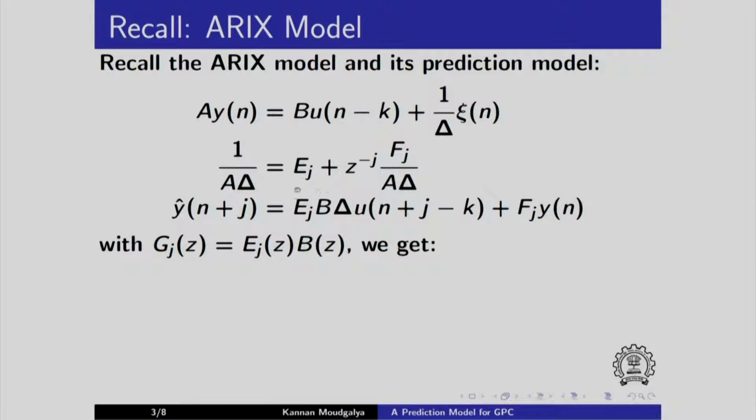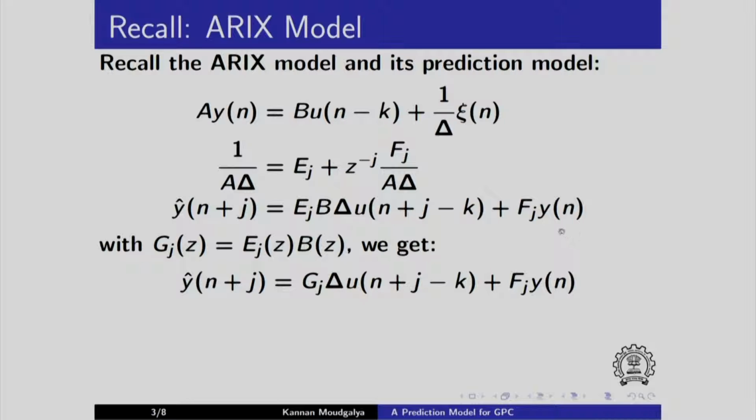Now we will define this EJ into B as GJ, and we will indicate that these are polynomials. Recall that even though we write Z, these are polynomials in Z inverse. With this definition, instead of EJB we get GJ, and everything else remains the same.